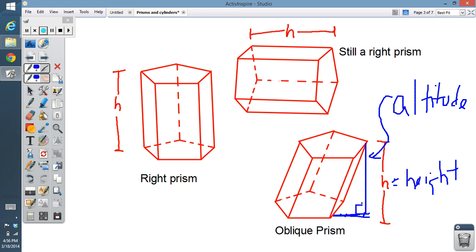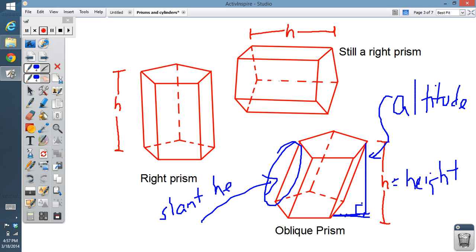Okay. So I need you to know that because later on we're going to talk about this length here, which is different than the height. That is going to be called a slant height. We won't worry about that for a couple units yet, but I need you to make sure that when we're doing these calculations involving height, we're always taking that perpendicular altitude and using that for the height of the prism. Okay, so on an oblique prism like this one, don't get it confused with the slant height.